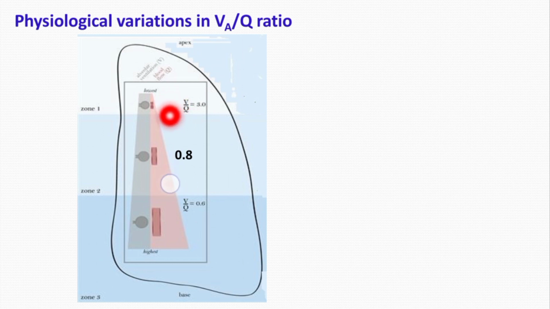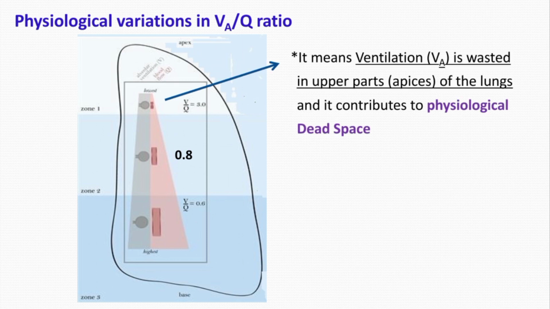Denominator is much less than the numerator. So what is the effect? The ventilation perfusion ratio is increased. It becomes about 3 or near to 3 in the upper part or apices of the lungs. Okay. So what does this practically mean? It means that ventilation is wasted in the upper part or apices of the lungs, and it will contribute to the physiological dead space.